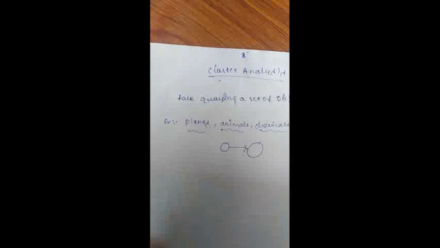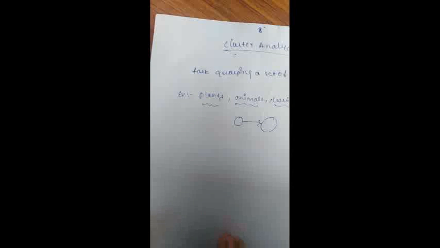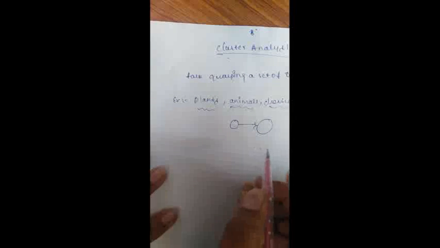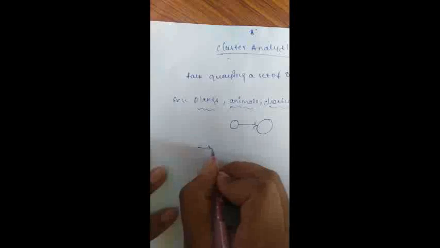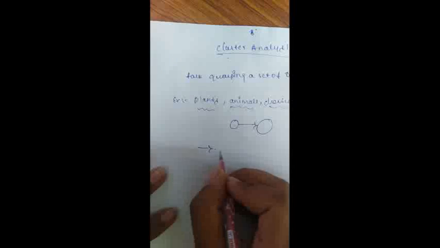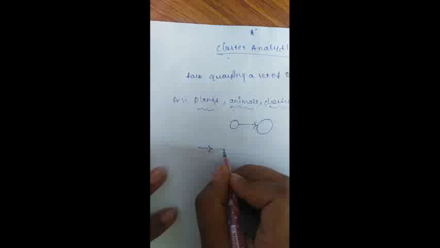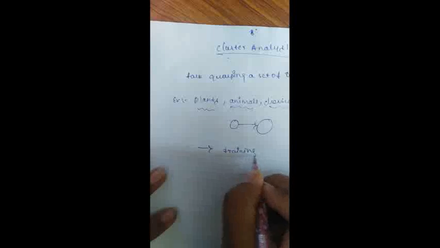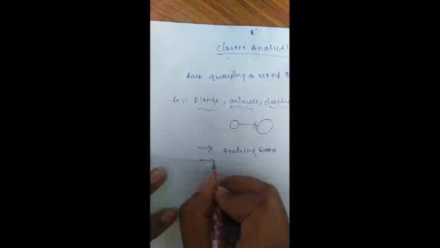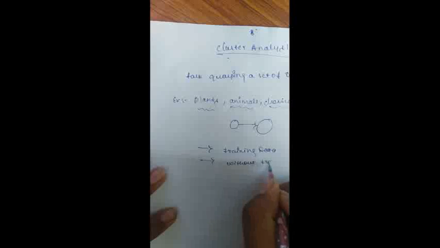Having given one example of how we can represent cluster analysis, there are two types of data we can take. The first one is training data. The second one is without training data. Without training data is what we take in cluster analysis.